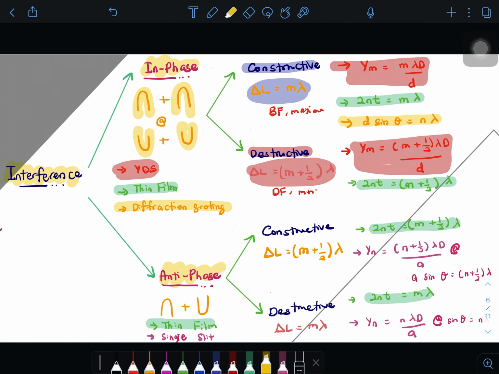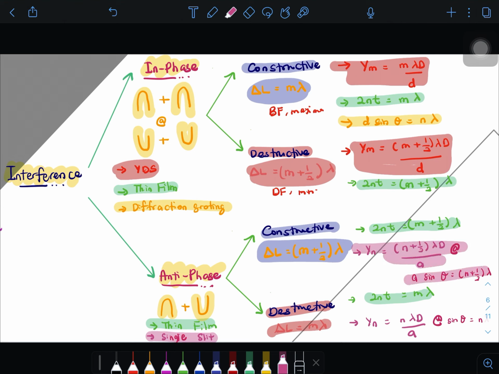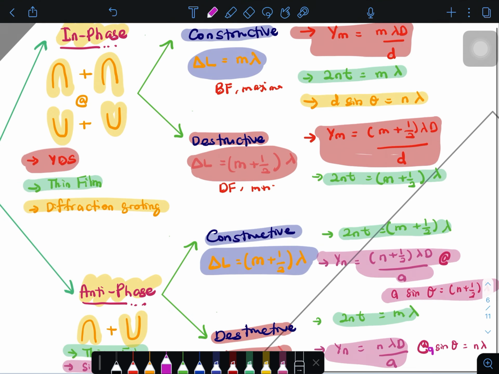And we have learned about antiphase. Antiphase apa dia? Permulaannya satu positif and satu negatif. Ada constructive juga. Kalau constructive antiphase, dia perlu M plus half lambda. Kalau destructive, dia ialah M lambda. And for antiphase, one example is a single slit. So this is the equation for single slit, a sin theta equals N plus half lambda for constructive, and a sin theta equals N lambda for destructive.